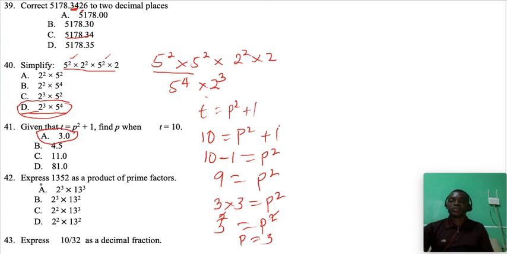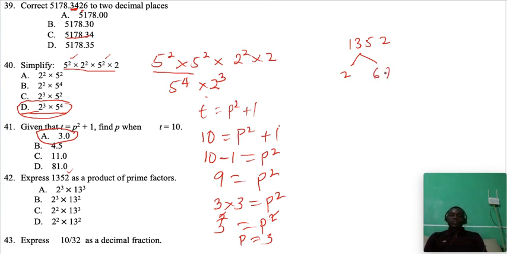Then 42. We have to express 1,352 as a product of prime factors. So we think of what can we do? Or if possible, you can also check the answer that will give you this result. So we have 1,352. So 2 times what number will give us that? So you have to do long division with 2. So you do long division, you are going to get 676. Then 2 times what will give you 676. So 2 goes into 600 to be 300. 76 to be 38. So 338. So 2 times 338.